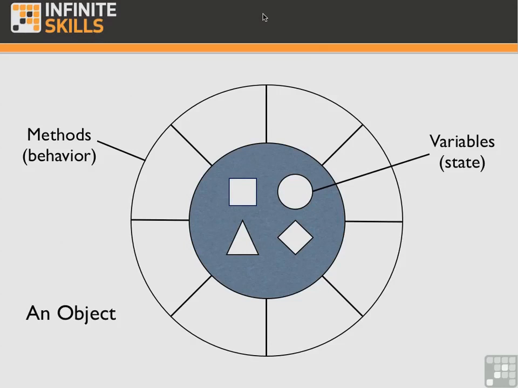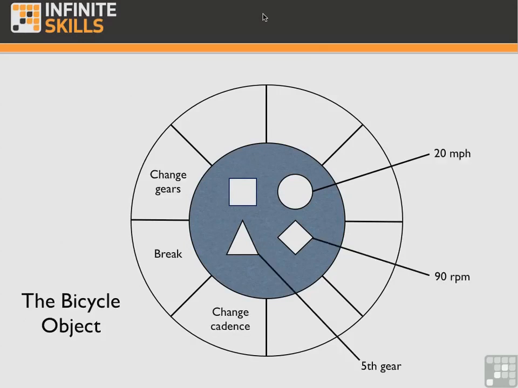Hiding the internal state and requiring all action to be performed through an object's methods is known as encapsulation. This is a fundamental principle of object-oriented programming. Consider the bicycle example. By attributing state, such as the current speed of 20 miles per hour, the current pedal cadence of 90 RPM, and the current gear, which would be fifth gear, and then providing methods for changing that state, the object remains in control of how the outside world is allowed to use it.